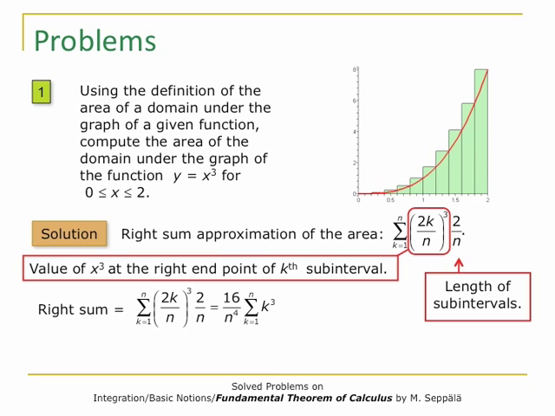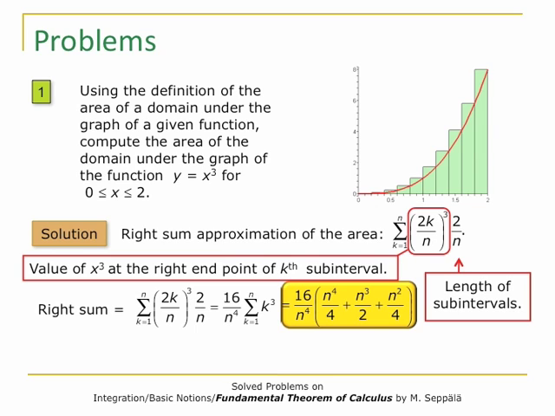Here 2 cubed times 2 is 16, that can be taken outside of summation, and in the denominator we have n to the fourth, and that can also be taken outside of summation. So the right sum approximation is 16 divided by n to the fourth times sum k from 1 to n k cubed. And now this sum k from 1 to n k cubed is n to the fourth divided by 4 plus n cubed divided by 2 plus n squared divided by 4. This we have seen before.